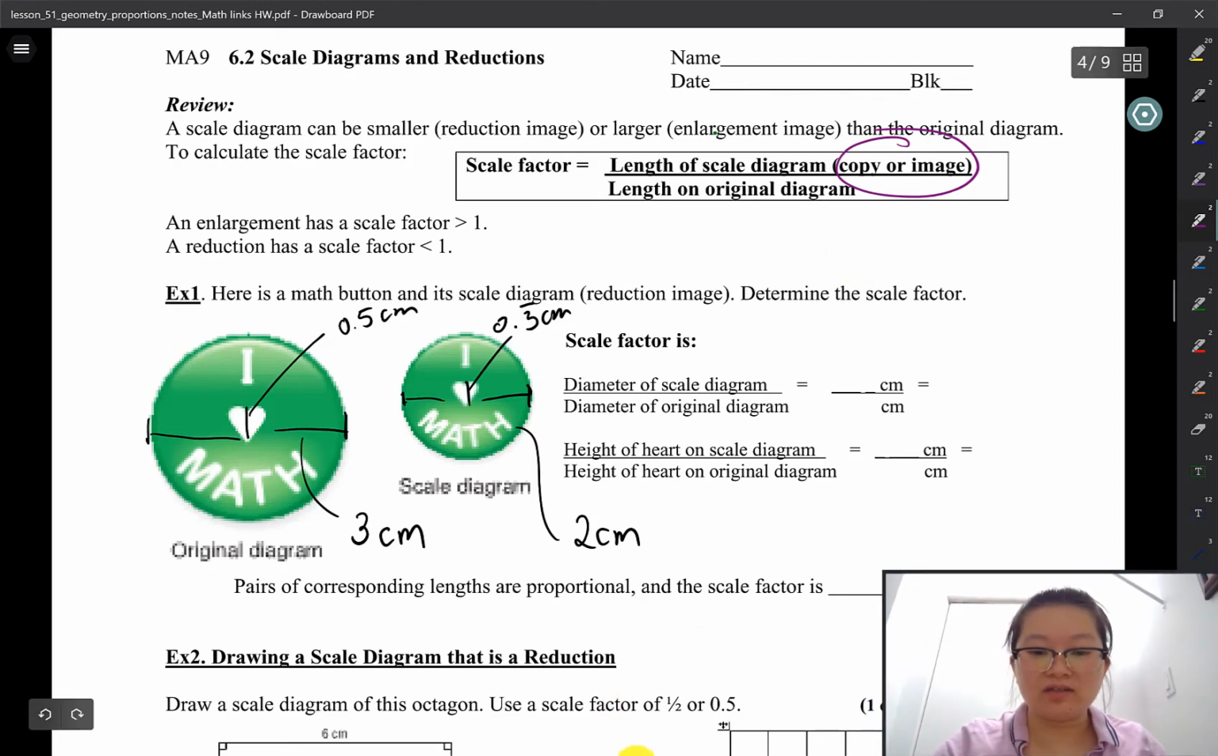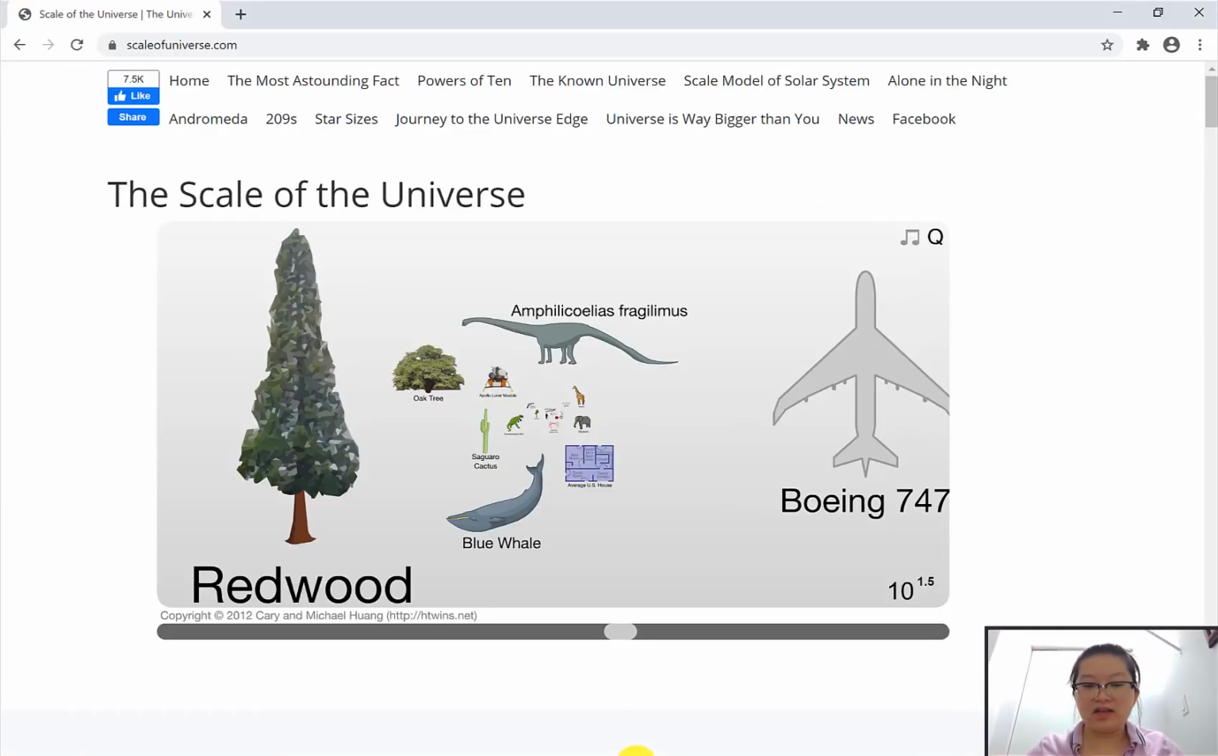I forgot to show you this. This is the scale of the universe, and I'm not going to play the music. It might be a little distracting. Plus, sorry, baby's sleeping.